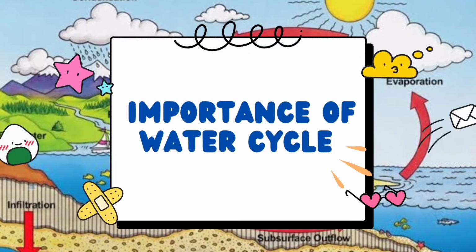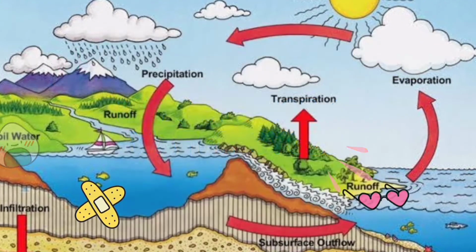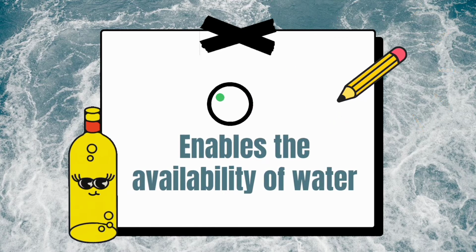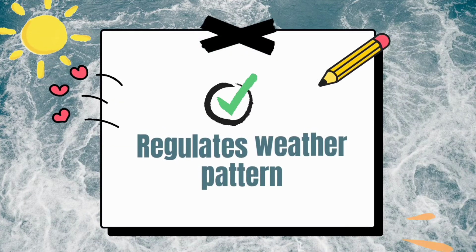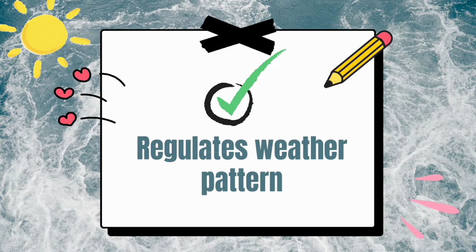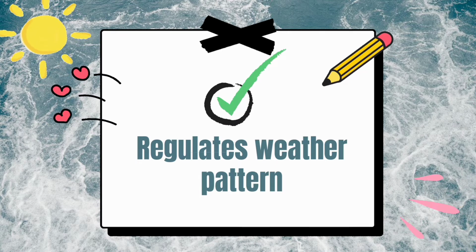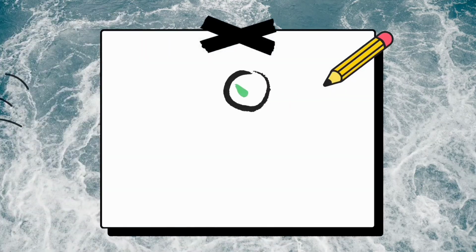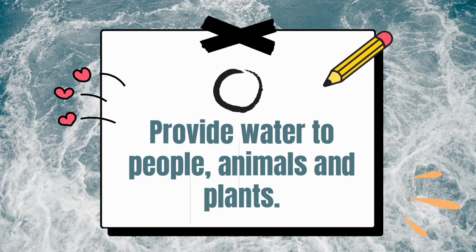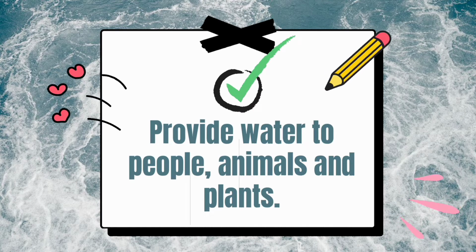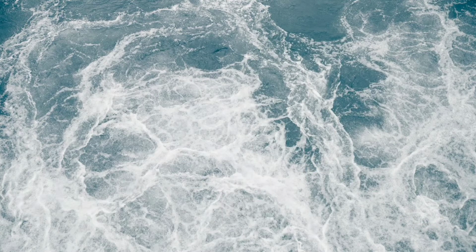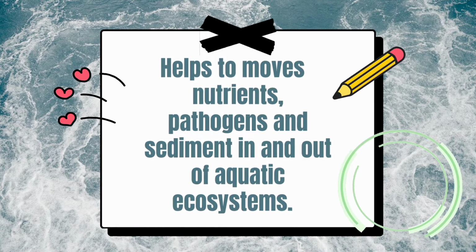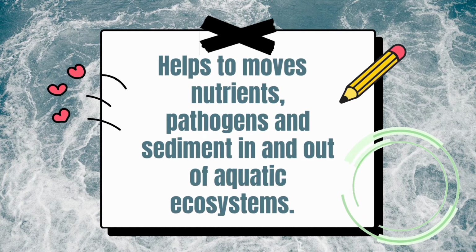The water cycle is an extremely important process because it enables the availability of water for all living organisms and regulates weather patterns on our planet. If water didn't naturally recycle itself, we would run out of clean water, which is essential to life. Besides providing people, animals, and plants with water, it also moves things like nutrients, pathogens, and sediments in and out of aquatic resources or ecosystems.